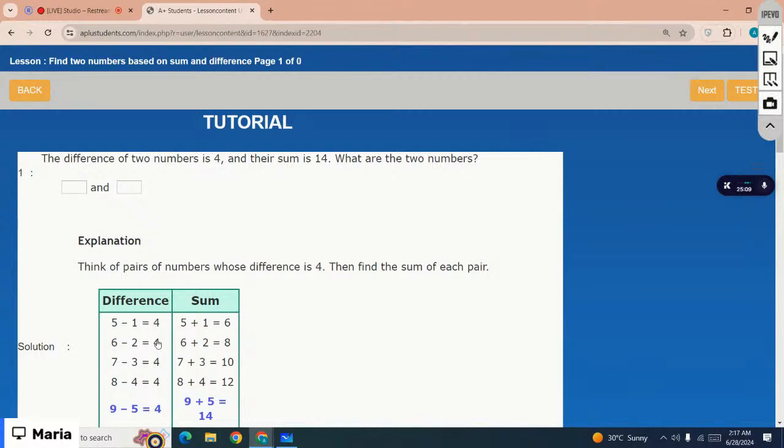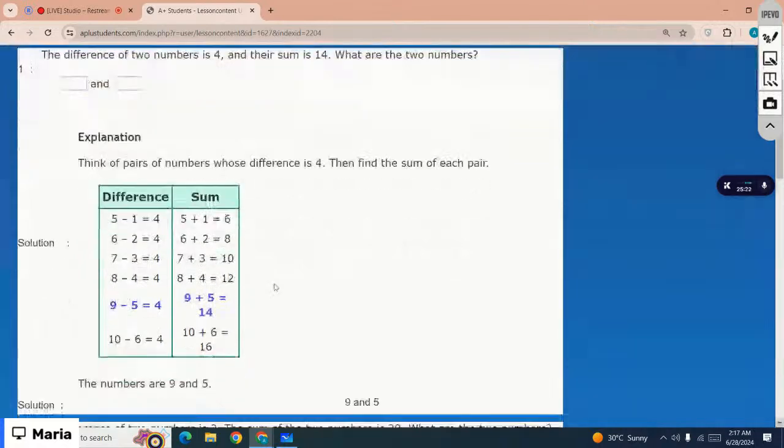So you have to make a chart of the numbers that sum to 14 and their difference must be 4. So here is the chart you can see. You can think of what numbers when subtracted make 4, and you can also check by adding them, right? For example, 5 take away 1 is 4. When you add, they make 6. That means it isn't equal. Then 6 minus 2 equals 4, but when you add them, they make 8. So the correct option is 9 and 5 because 9 minus 5 equals 4 and 9 plus 5 equals 14.